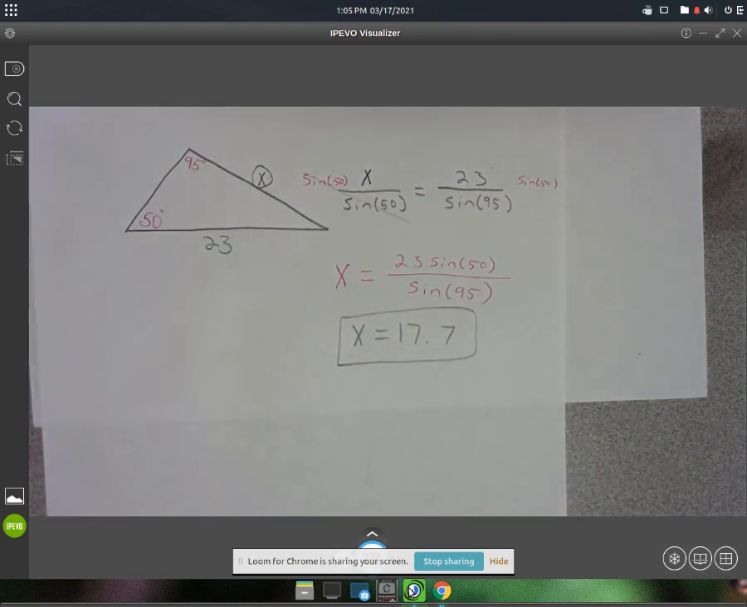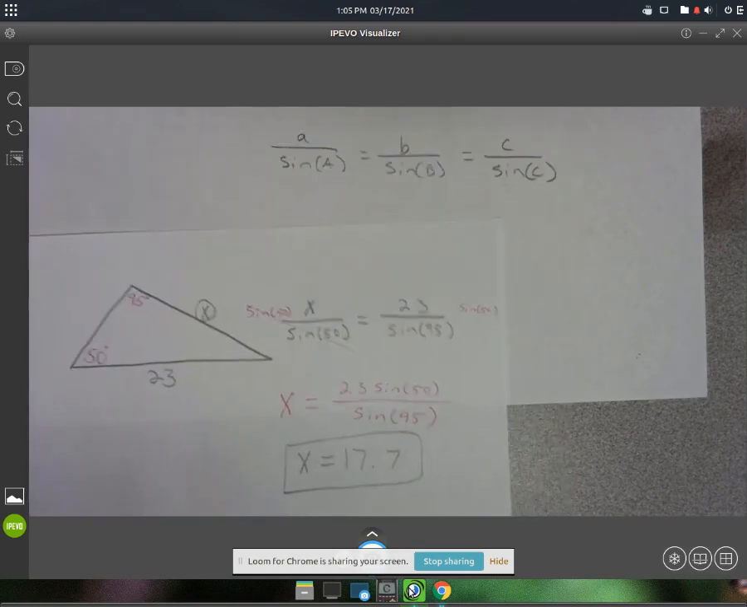That's it. That was the formula. We'll do some more examples here in a bit.